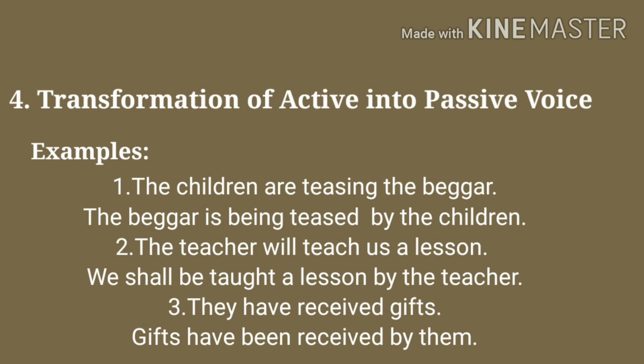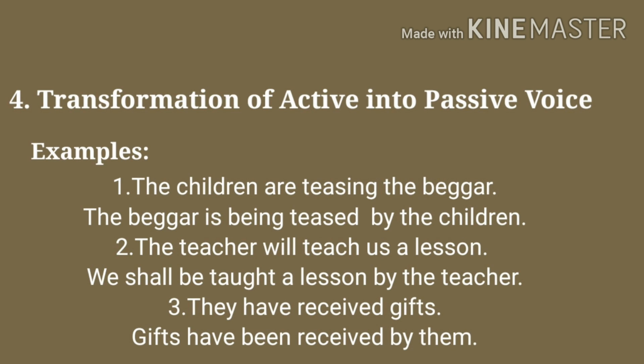Transformation of active into passive voice. We have already done that chapter. We look at some examples. The children are teasing the beggar. In passive voice, subject and object are interchanged, and according to our tense, we will use helping verb in passive voice, and past participle or third form of the verb is used in passive voice. Look at the example. The children are teasing the beggar. In passive voice, the beggar is being teased by the children.